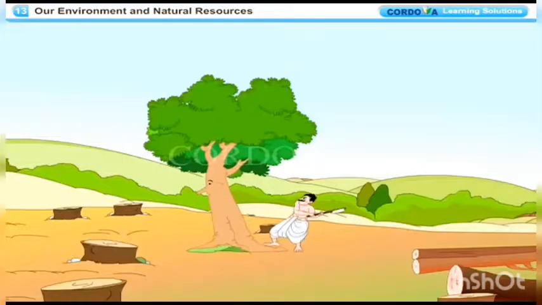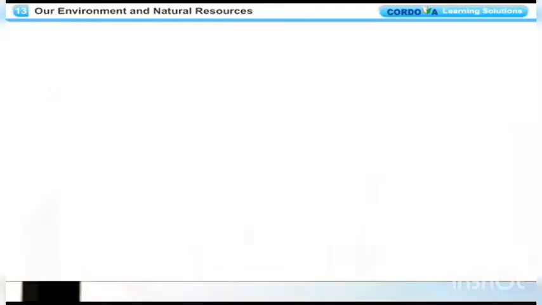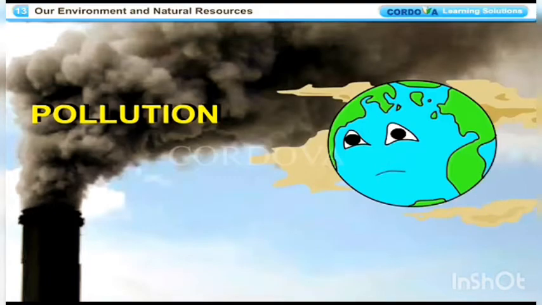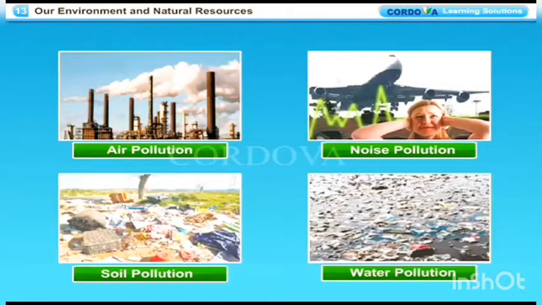Human activities are damaging the environment. Pollution. The harmful changes made in the environment due to various human activities are called pollution. The harmful toxic substances that cause pollution are known as pollutants. There are mainly 4 types of pollution: air pollution, water pollution, soil pollution, and noise pollution.